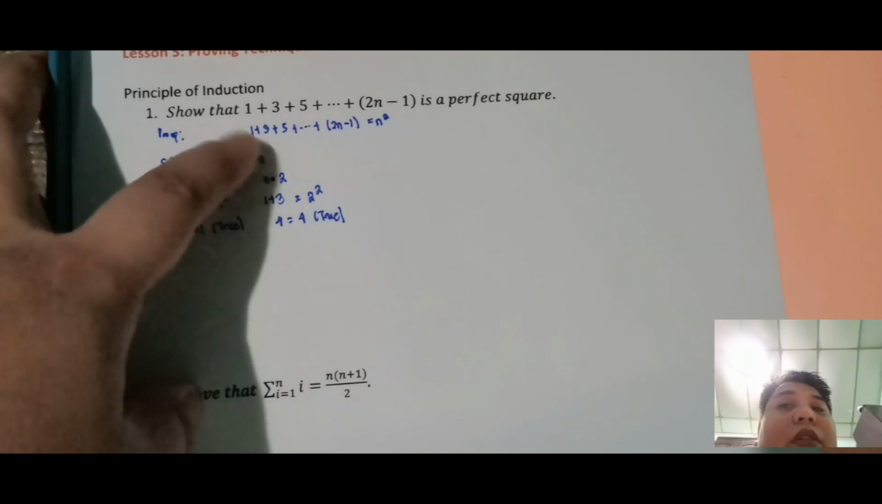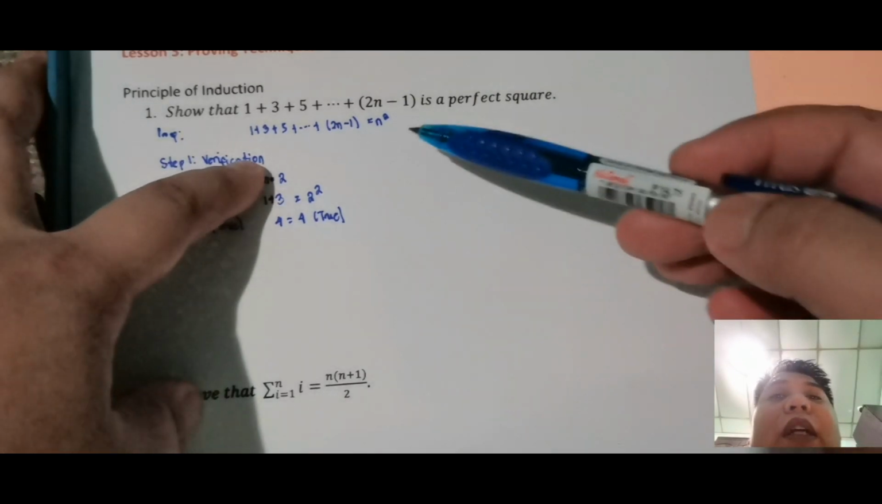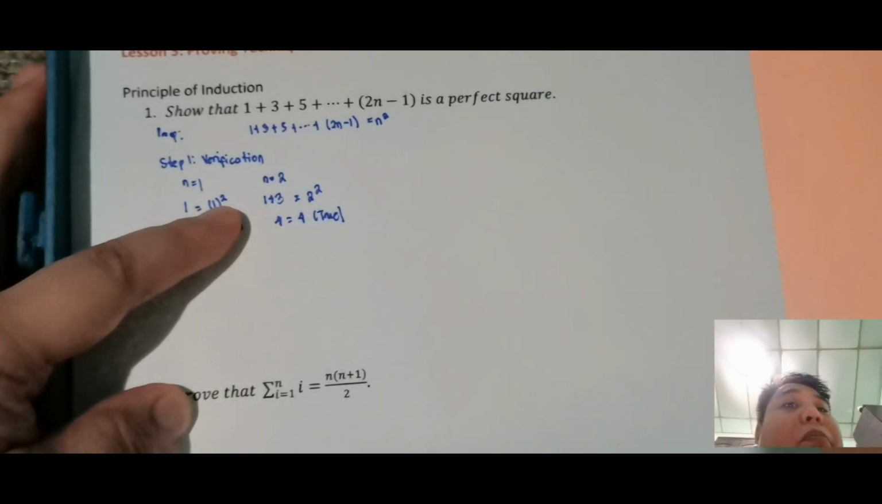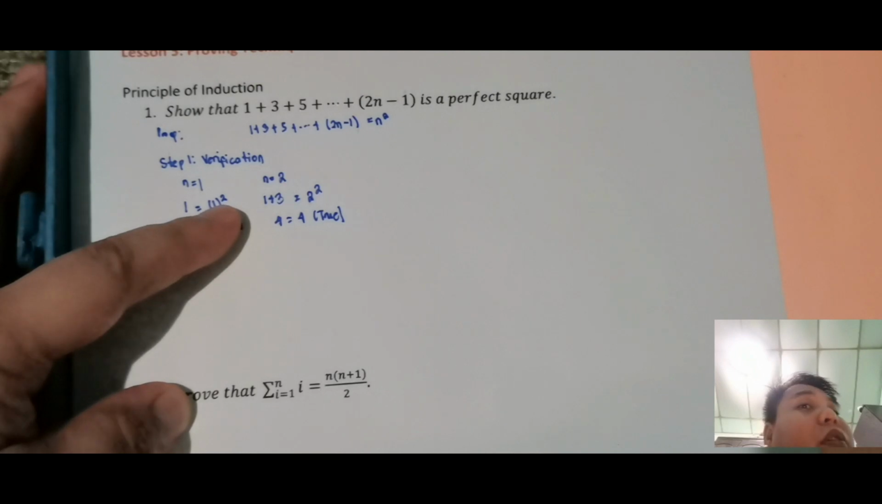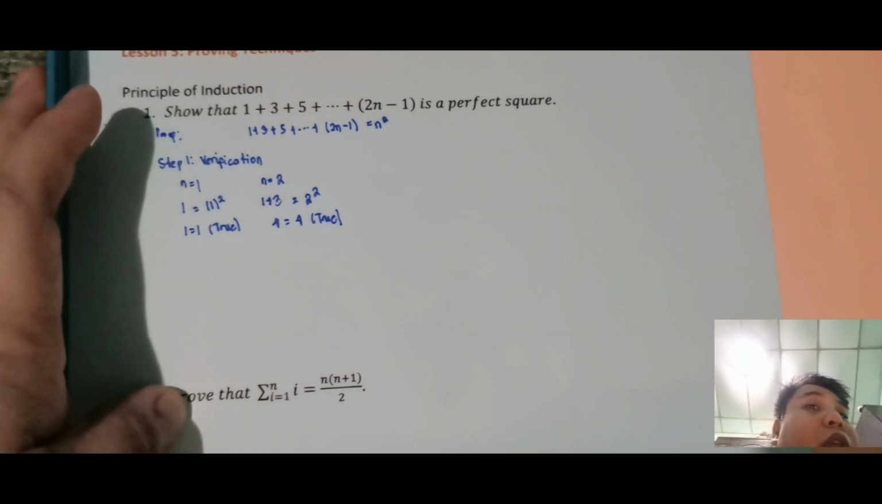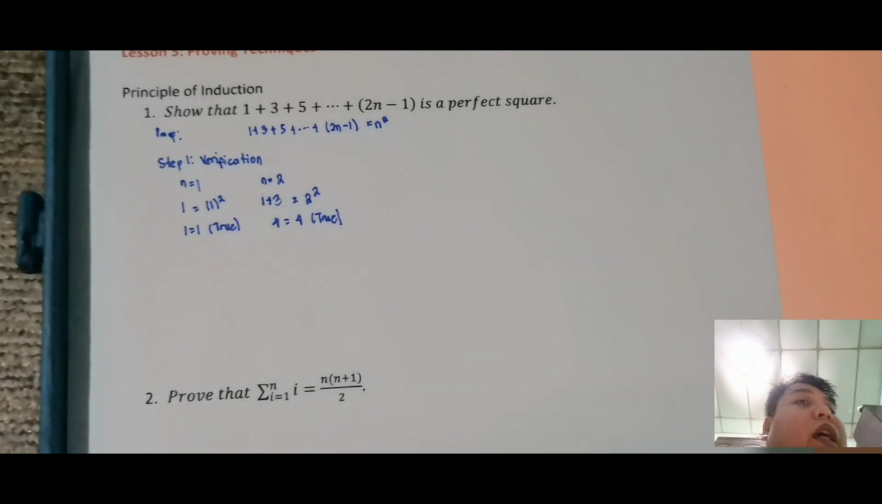Next, for n is equal to 2, yung right side, pinalitan ko ng 2, kaya 2 squared. Pero sa left side, naging 1 plus 3, dalawang term. So 4 is equal to 4, kaya true. Then for n is equal to 3, 1 plus 3 plus 5, that is 9, equals 3 squared, that is also 9, which is true. Yun yung purpose ng verification. Usually ito pag summation. Sa verification, for the meantime, for n is equal to 1 and 2, dalawa lang, okay na ako dun.